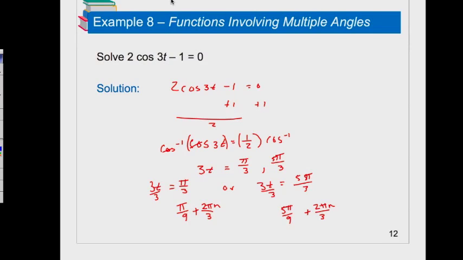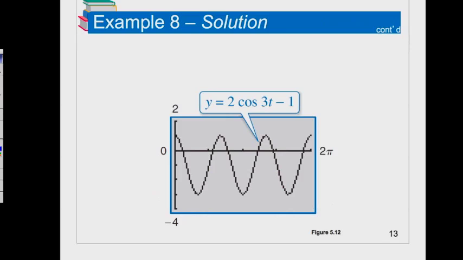Alrighty, that's what happens with multiple angles. So as we can see here, in the 0 to 2 pi normal period that we see for the original function, this cosine function goes through 1, 2, 3 different periods. Alright, so the solutions that we would find are tripled.